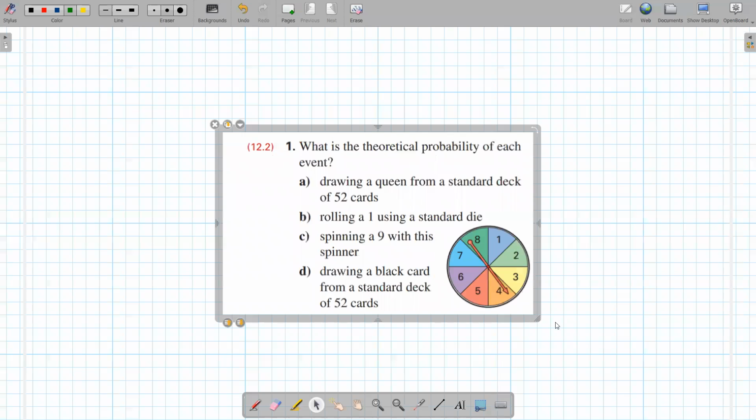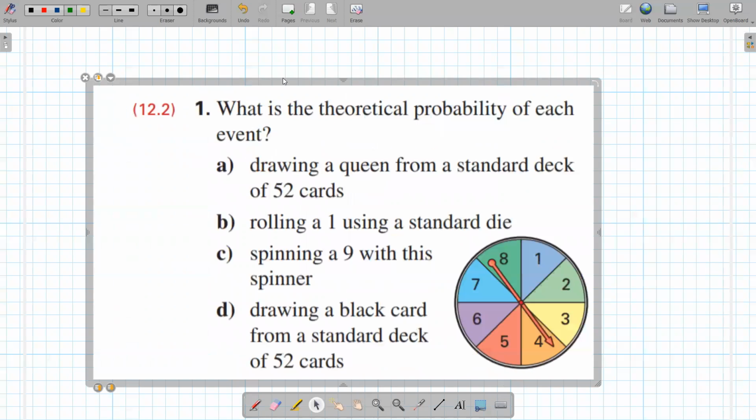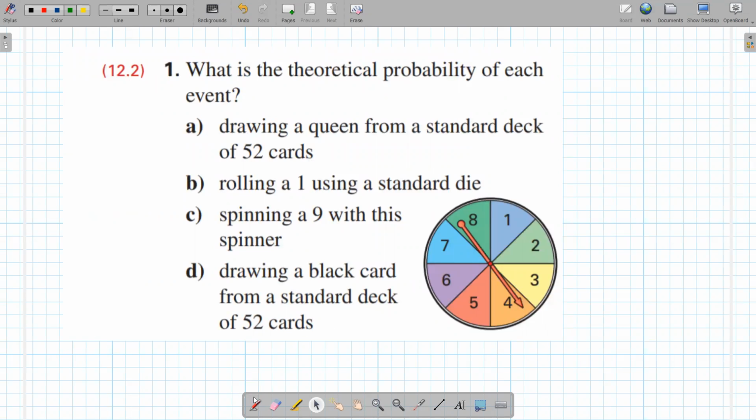Let's try doing some of these. What is the theoretical probability of each event? Drawing a queen from a standard deck of 52 cards. So how many queens are there in a deck? 4, exactly, one of each suit. So what would that be? 4 out of 52. Yes. So can you reduce this? 1/13. Yes.